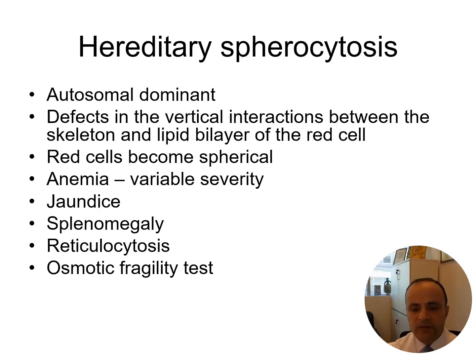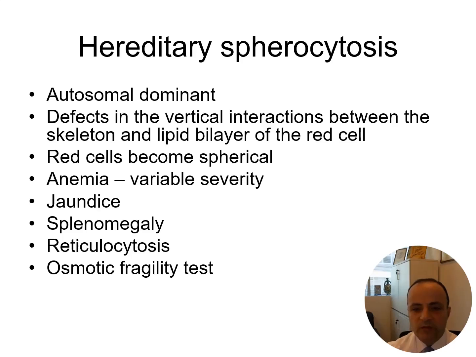Hereditary spherocytosis is any protein defect that makes the cell lose that biconcave shape, so it becomes a sphere, which is the easiest shape for any volume. So essentially, it's a defect in the vertical interaction between the skeleton and the lipid bilayer, resulting in a sphere. The cell becomes spherical, and these spheres don't go through the reticuloendothelial system in the spleen easily, so they get picked up and degraded in the spleen. So you end up with anemia of various severities, jaundice, splenomegaly, reticulocytosis.